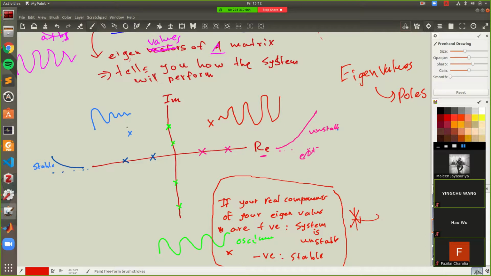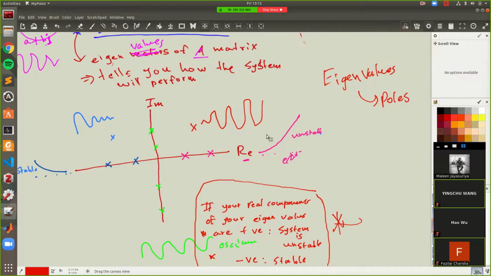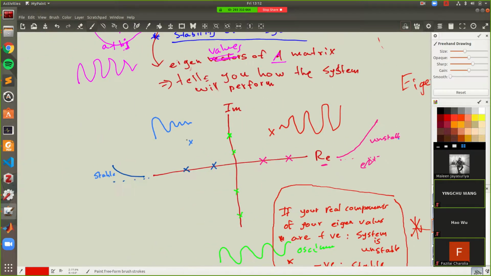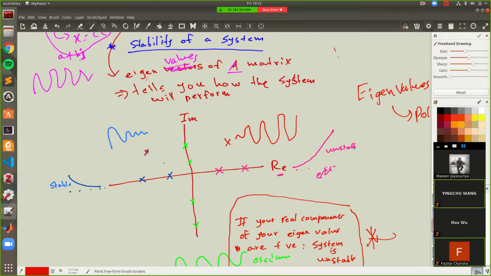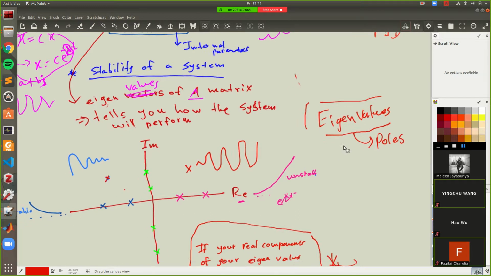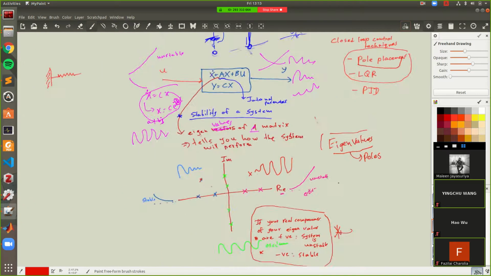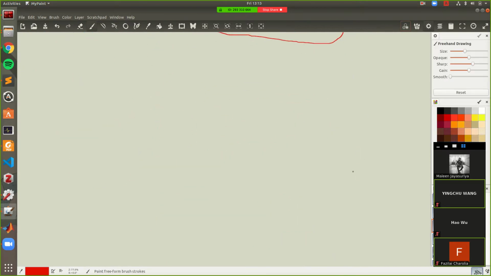For example, if you want it to oscillate, you can place the poles somewhere around here, and it will oscillate, right? And how much it oscillates also depends on where you place the poles, right? So basically, the entire performance of your system can be controlled using these eigenvalues, and how that system's output performs, right? So now we'll discuss pole placement. Before that, any questions about this eigenvalue stuff?